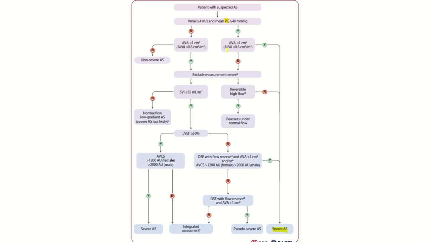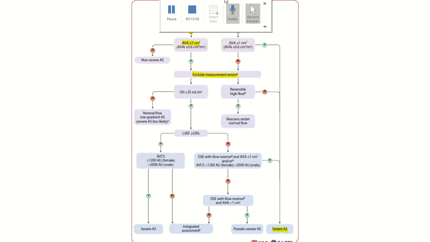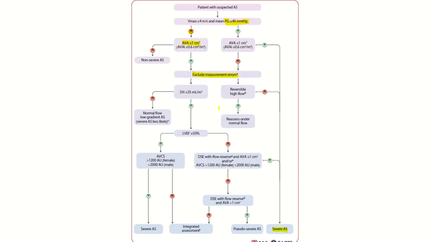The problem comes when you have discordant data between the gradient across the aortic valve and the aortic valve area. For instance, if you have a low pressure gradient and a low aortic valve area, this is considered discordant data and you have to review yourself regarding measurement error. If you have excluded the measurement error, you have to evaluate next the forward ejection fraction across the aortic valve through evaluating stroke volume index. So discordant data between low pressure across the valve and low aortic valve area, with adequate forward ejection fraction through the stroke volume index, excludes the diagnosis of severe aortic stenosis.